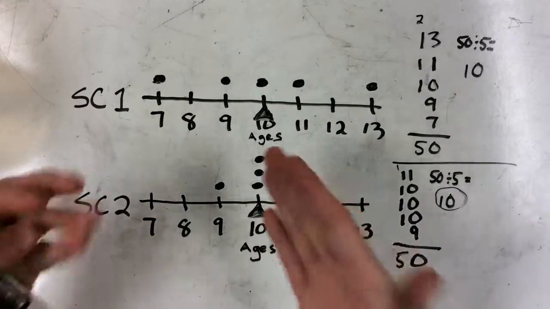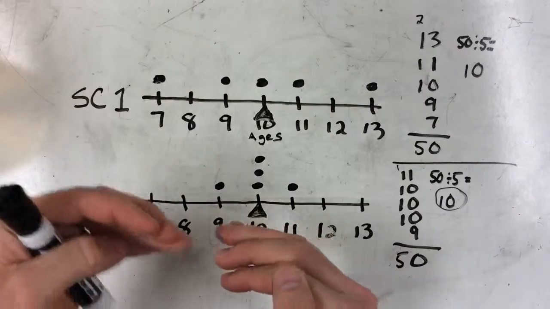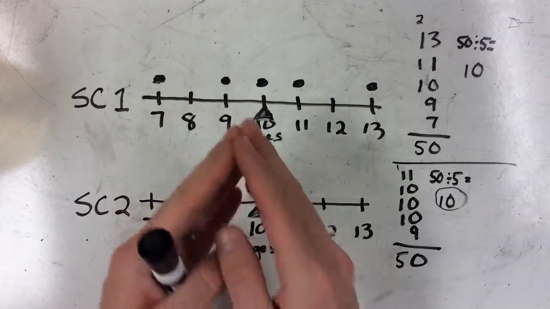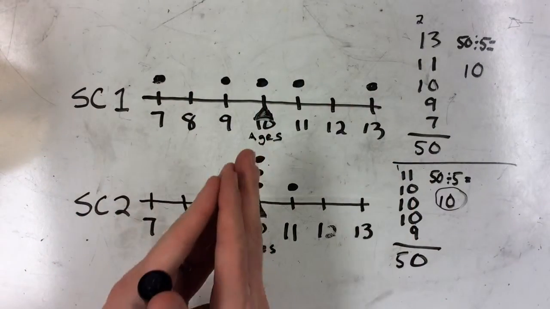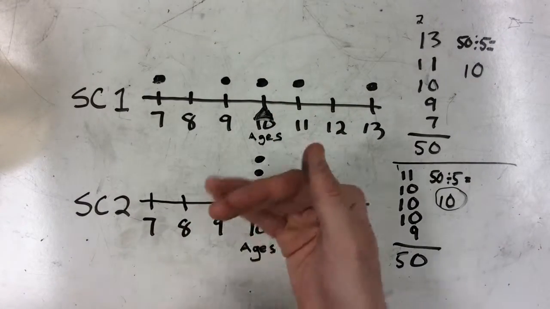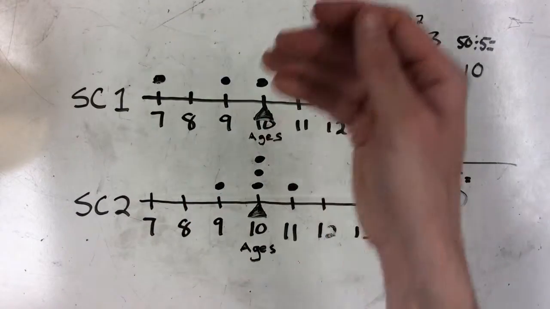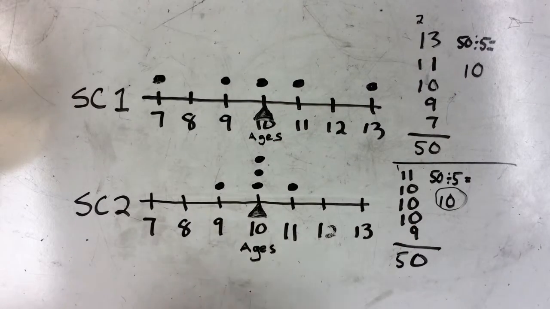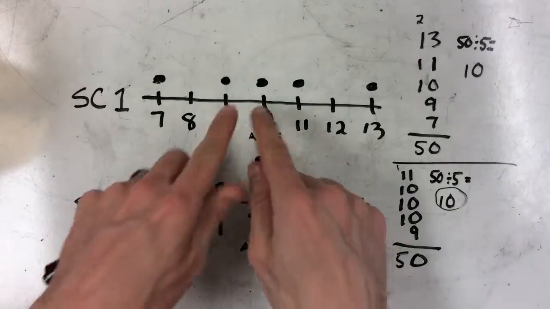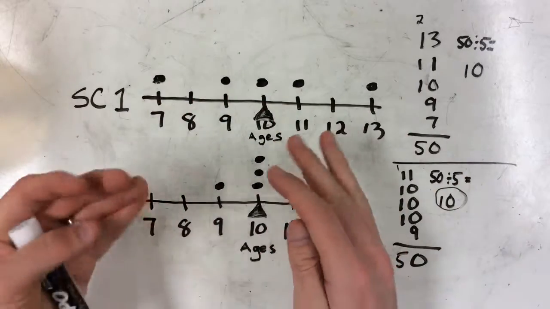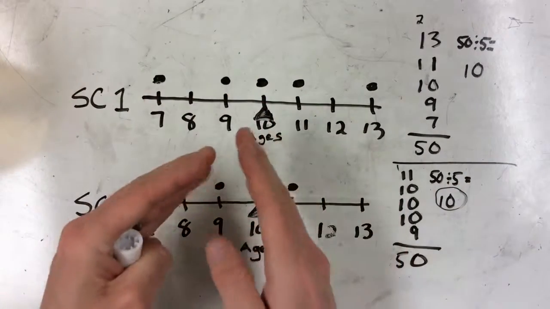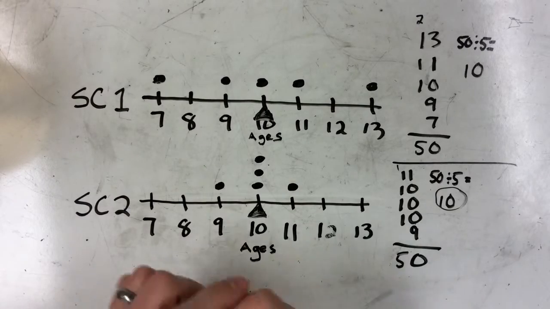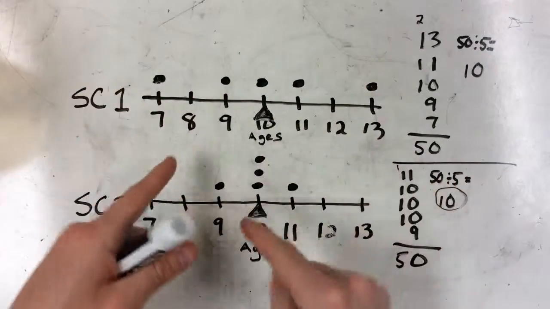Now, even though the means are the same, we can clearly see that the data distributions are different. The ages of students at these two summer camps are different. What's the main difference between Summer Camp 1 and Summer Camp 2? Pause the video and figure it out. Now, there are many differences, but the main one here is that the ages for Summer Camp 1 are much more spread out. There's a lot more variability of ages in the first summer camp than the second.